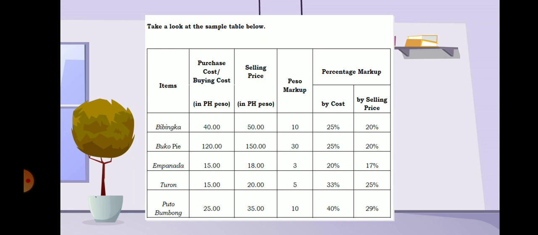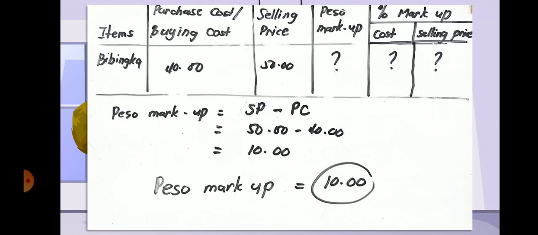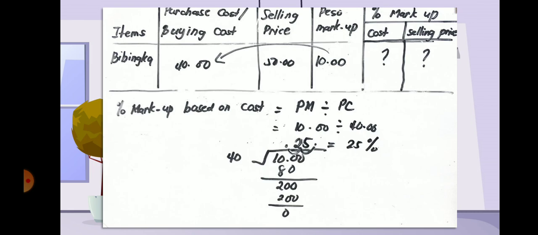Okay, so how to get the peso markup and how to get the percentage markup based on cost and based on selling price. Okay, let's have an example. Let's have the bibingka. So we have here the purchase cost, then the selling price is 50 pesos. How to get the peso markup? You subtract the purchase cost from the selling price. So 50 pesos minus 40 pesos is 10 pesos. Your peso markup is 10 pesos.